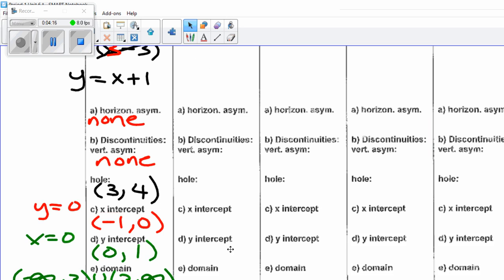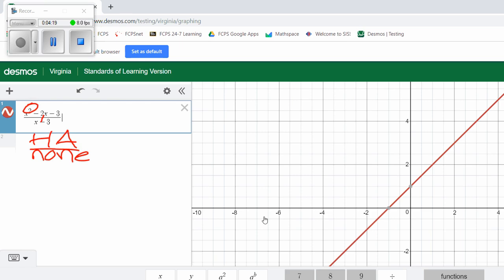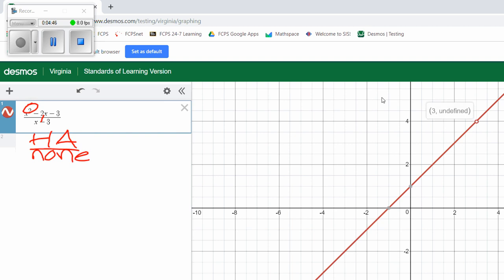And you can see that on the graph. There's my x-intercept. Here's my y-intercept. And here's when x is 3. When x is 3, notice y is 4, and it's undefined right there. Okay, very good. So let's look at the next one.